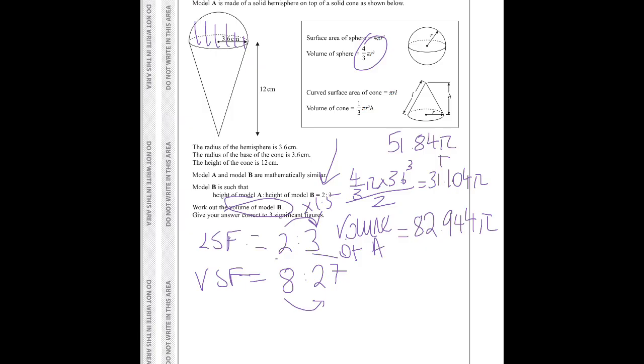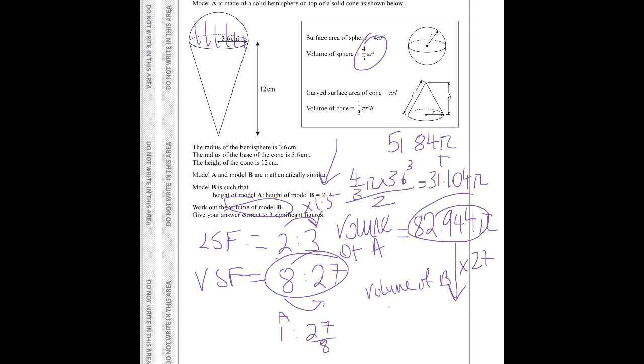One way of looking at this: if I divide both sides by 8, it means that in model A, for every centimetre cubed of volume, it's going to go up by 27/8. You can write this as a decimal if you want. So the volume of B is going to be this number multiplied by that fraction, 27/8, so times 27 divided by 8. Still in terms of pi, that's 279.936 pi. That's the exact answer.